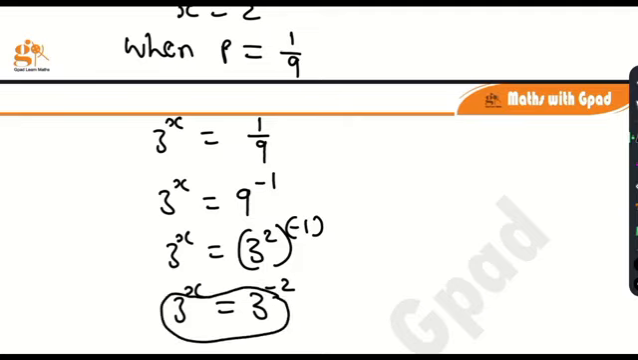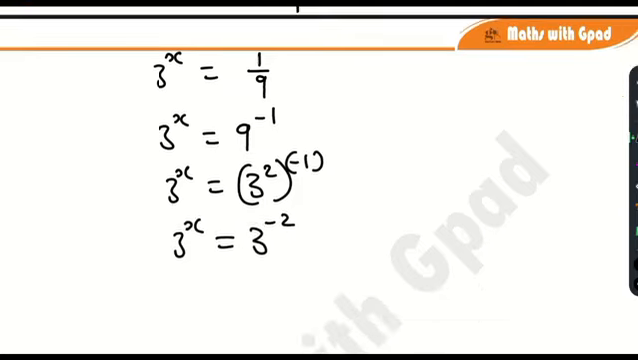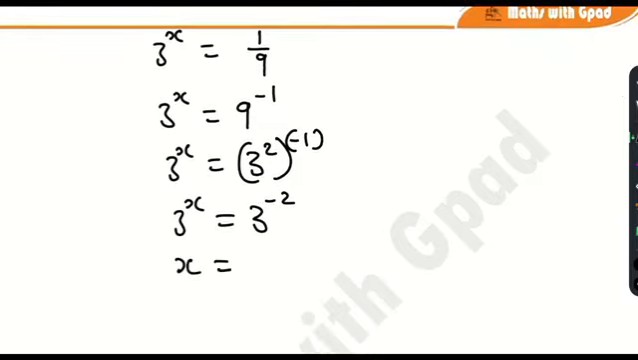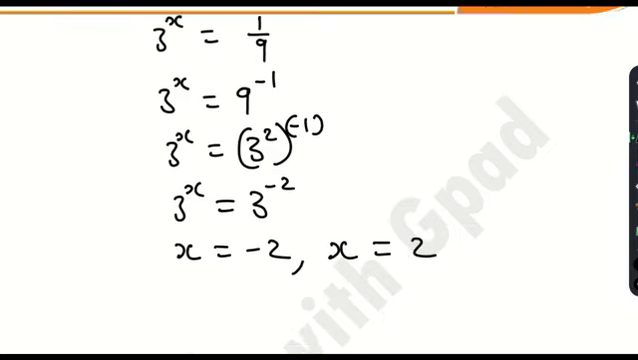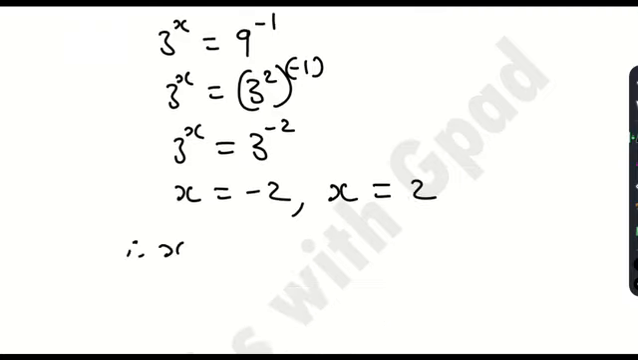So they have a common base. What are we supposed to do? We're going to equate the exponent. So x will be equal to what? Negative 2. Now we have the two values of x. X is equal to negative 2. X is equal to what? 2, as we earlier got. So we will conclude by saying, therefore, x is equal to negative 2 or 2.